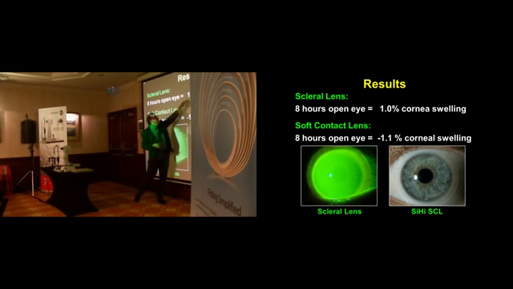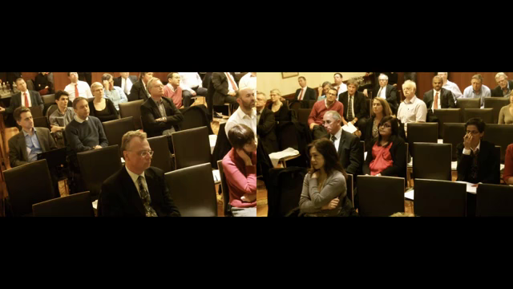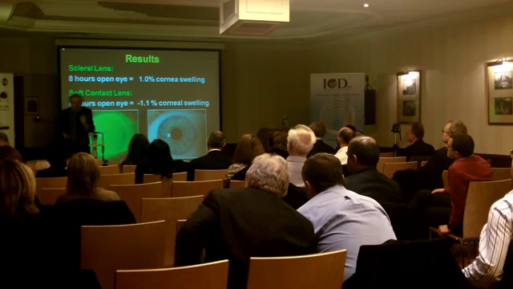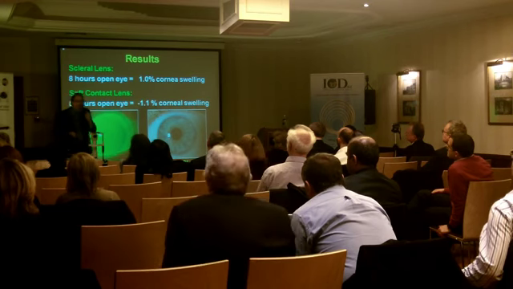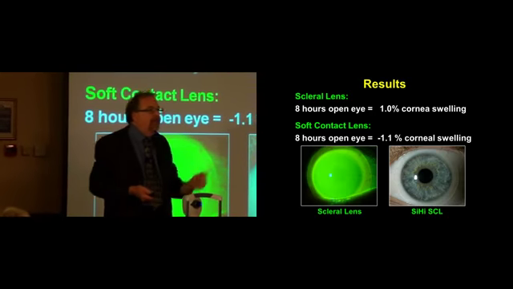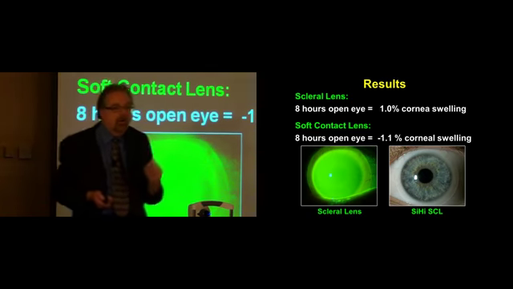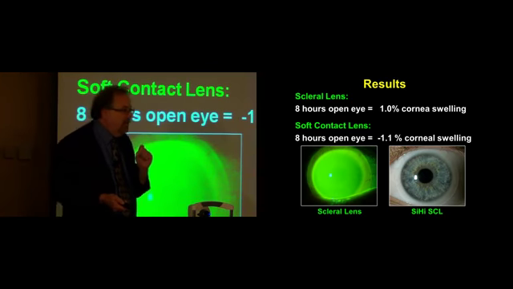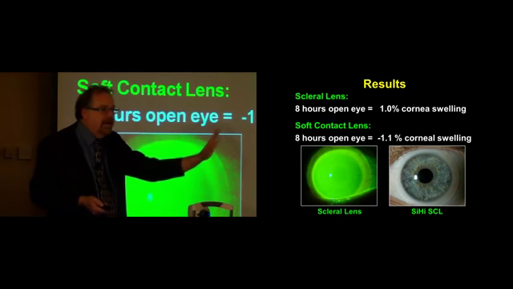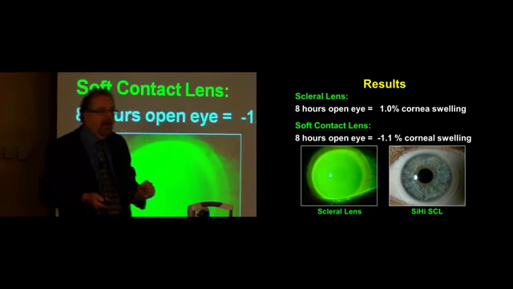Now, how much is 1% corneal swelling? We have to put this in perspective, because when you and I go to bed tonight, we are going to wake up in the morning and our cornea is going to be swelled about 2.8%. That is normal, overnight, physiologic corneal swelling, 2.8%. That's without any contact lens on the eye.